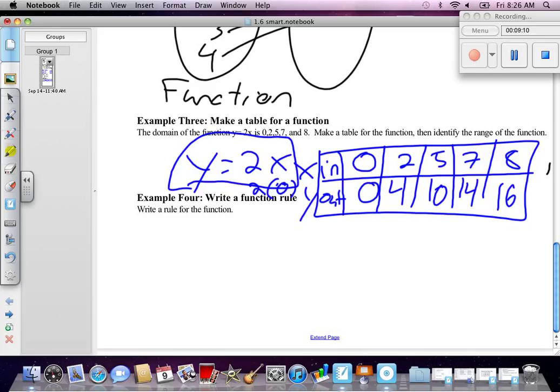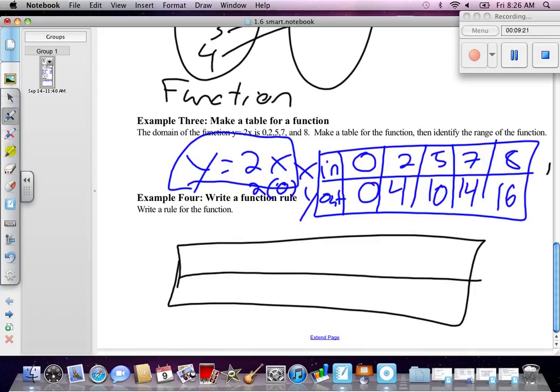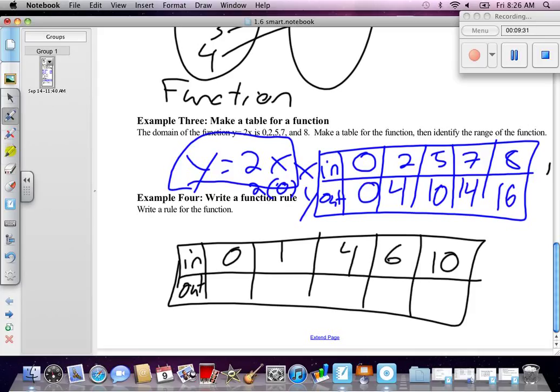All right, now the fun part. We've got a table and we've got to figure out what the function is, what the rule is. Okay, do you guys see the table on your paper? You've got this, in, out. You've got 0, 1, 4, 6, and 10. And they go to 2, 3, 6, 8, and 12. Okay. Remember, these are the x values and this is the y value.